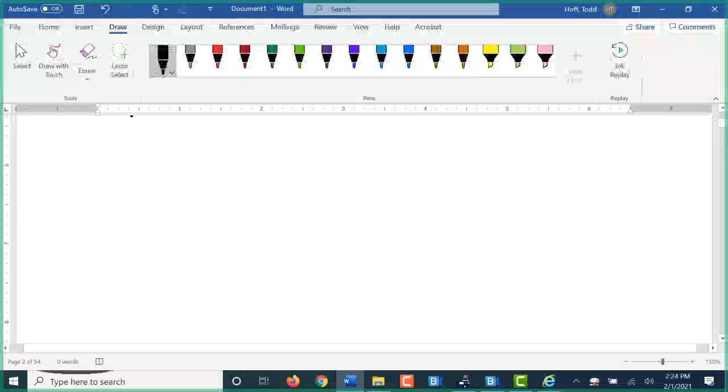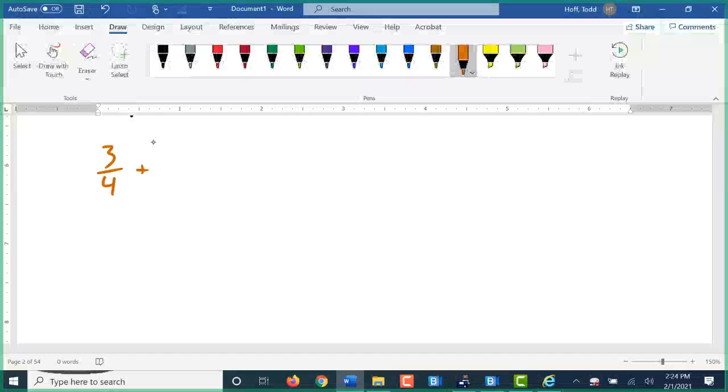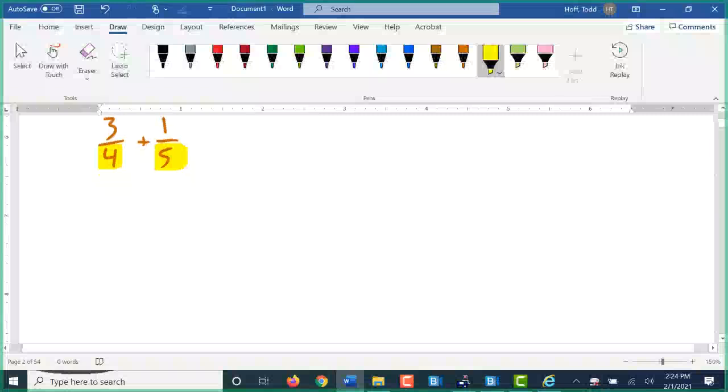So if we have something like 3/4 plus 1/5. We can't add those the way they're written because they have different names. This has the name of fourths, this has the name of fifths. I need to find the same name, which is a common denominator.